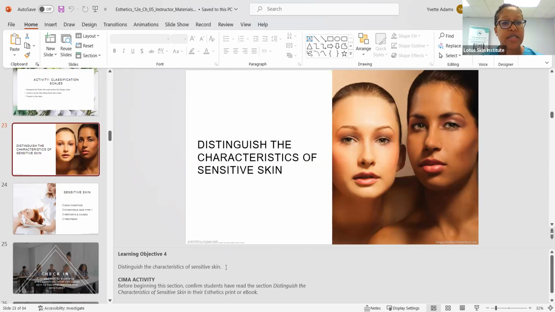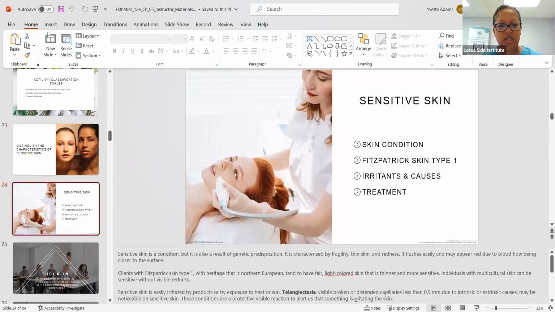But characteristics of sensitive skin. So we talked about sensitive skin. Is it a skin type or no? No. It's not a skin type. What do we call it? Condition. A skin condition. It is a skin condition, but it can be a result of genetic predisposition. It's characterized by fragility, meaning it's fragile, thin skin, redness, flushes easily, meaning blood flows to the surface pretty easily. It'll get red, it'll get warm. So blood will flow to the surface pretty quickly and easily. Doesn't take much, a little bit of nothing will bring a lot of blood flow and irritation.